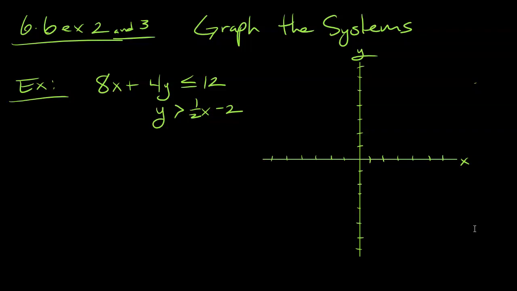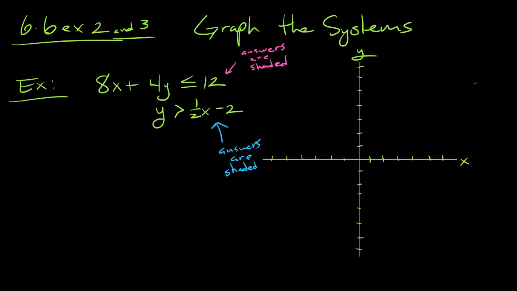So the answers for each line are shaded. Okay? So let's say the top line is going to be pink and the bottom line is going to be blue. So I'll shade them separately with different colors. So up on this graph, I'm going to have two different lines with two different shaded things.